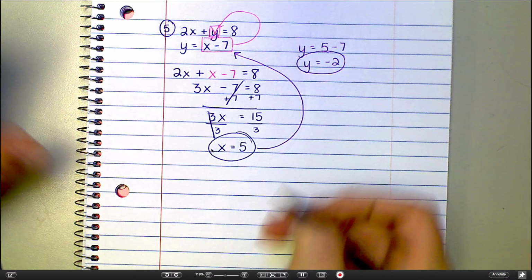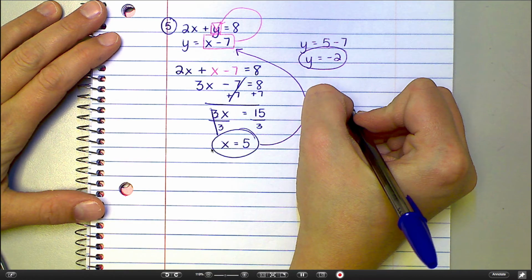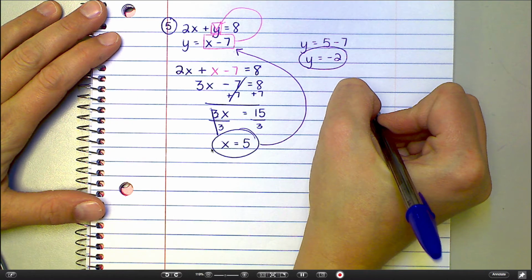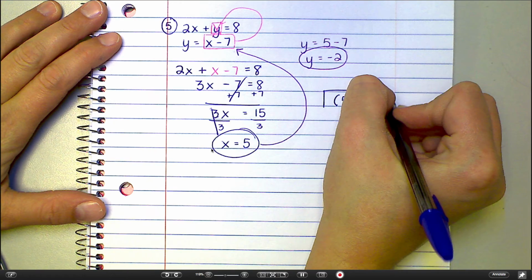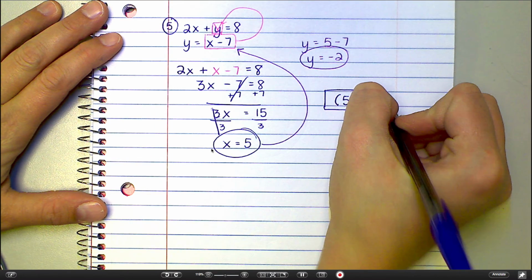And then for my final coordinate, 5 comma negative 2. Okay, here's your final answer.